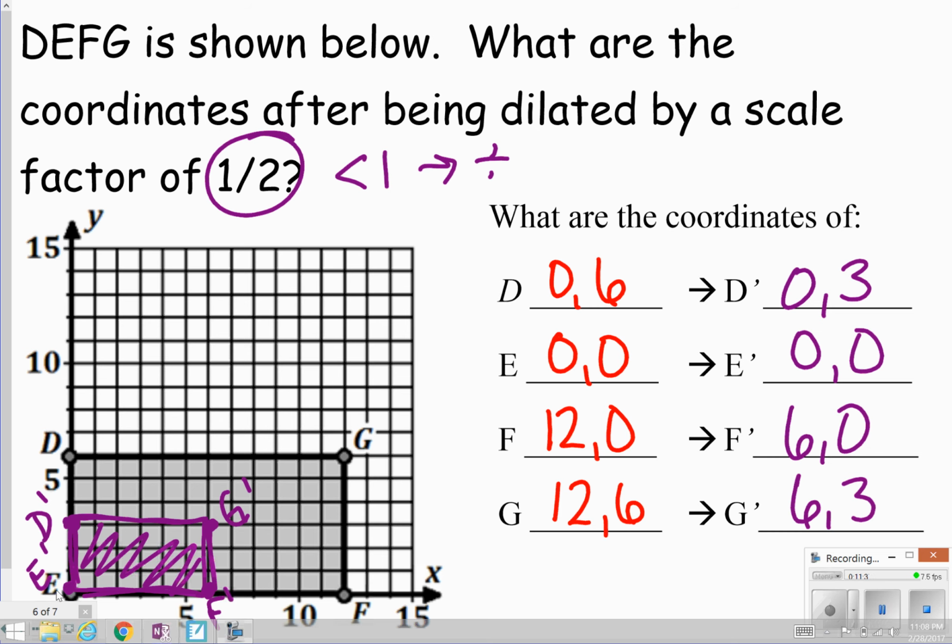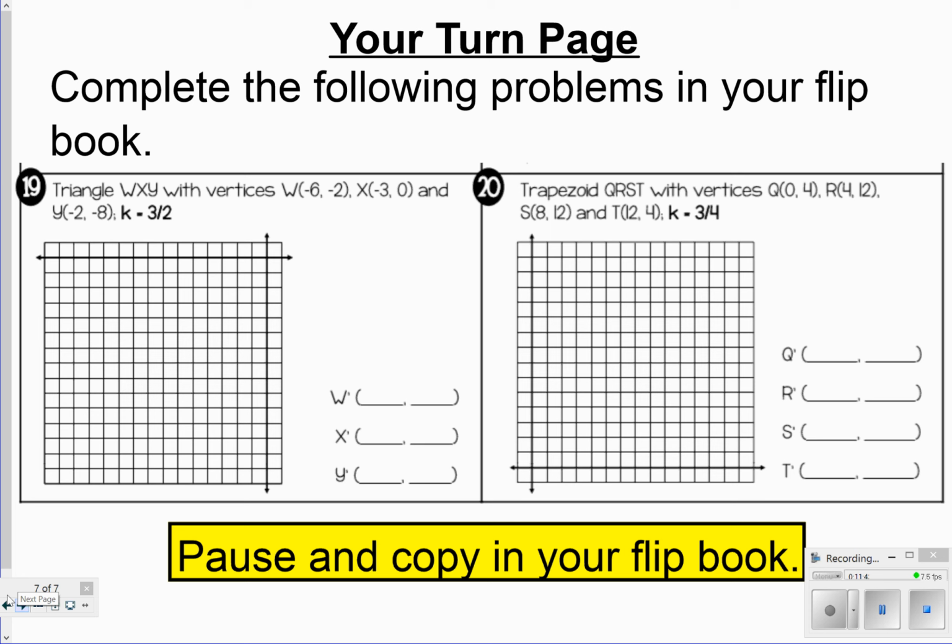Okay, excellent. Let's go ahead and move on then. For your homework tonight, the Your Turn page, here are your two problems, questions number 19 and 20. Go ahead and make sure you do the pre-image and the final image on your book, and we'll talk about it tomorrow and answer any questions you have.